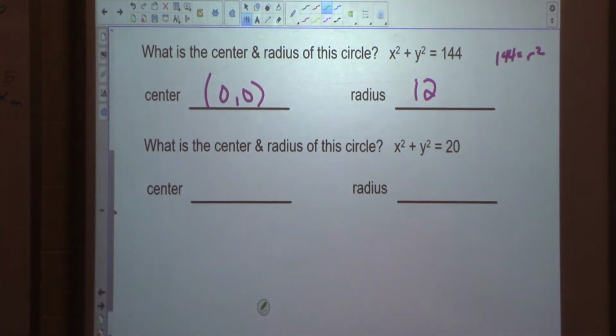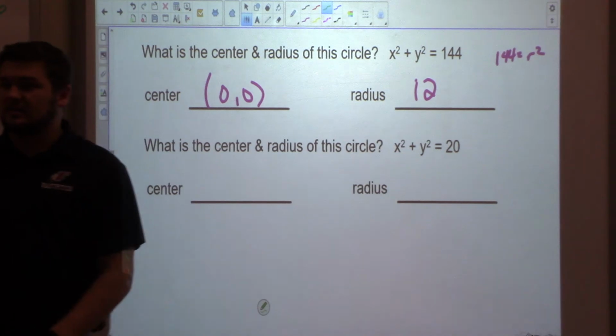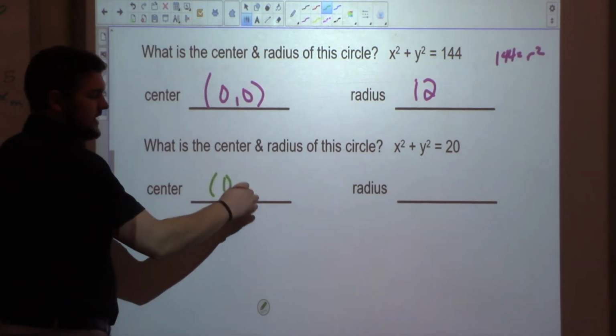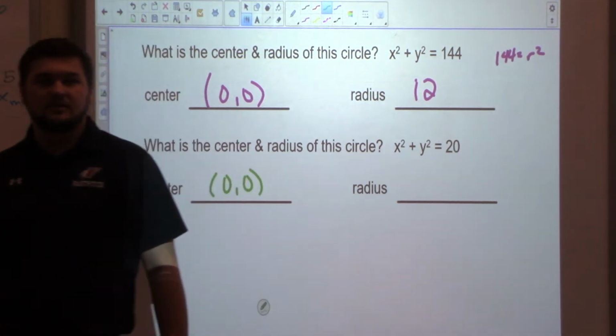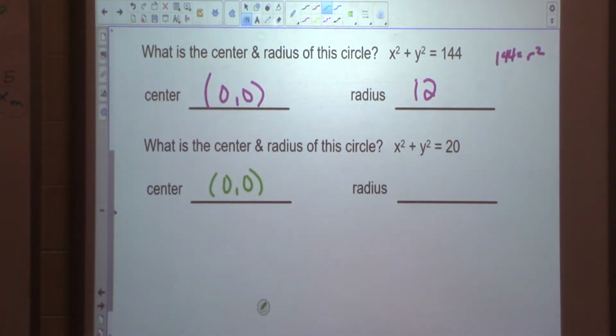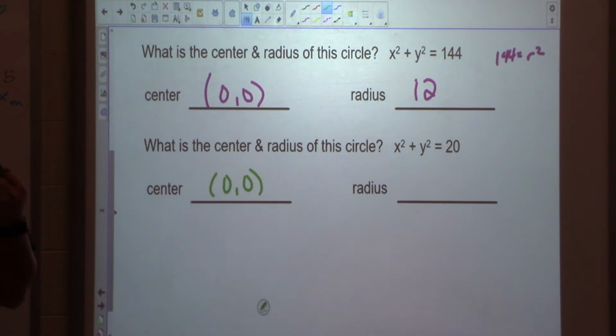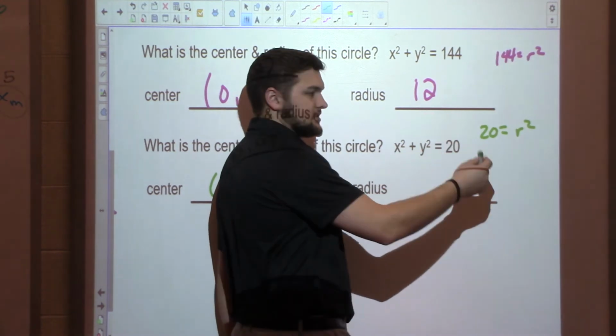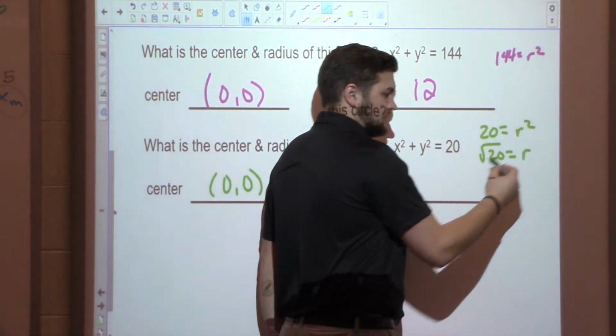Alright, next one. X squared plus y squared equals 20. Andrew, I want the center of that equation. What would it be? 0, 0, right? X squared plus y squared is telling me it's just going to be at 0, 0. Radius. Adam, can you help me find the radius, please? It's not a perfect square. Okay, but hold on. What if I wrote, so 20 equals the radius squared, right? So if I take the square root of both sides, I get square root of 20 equals the radius.